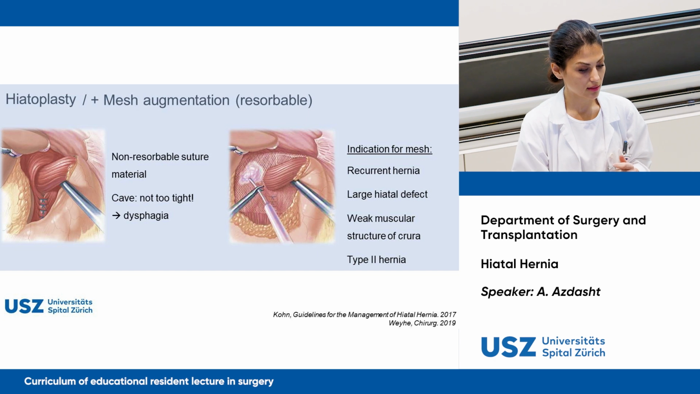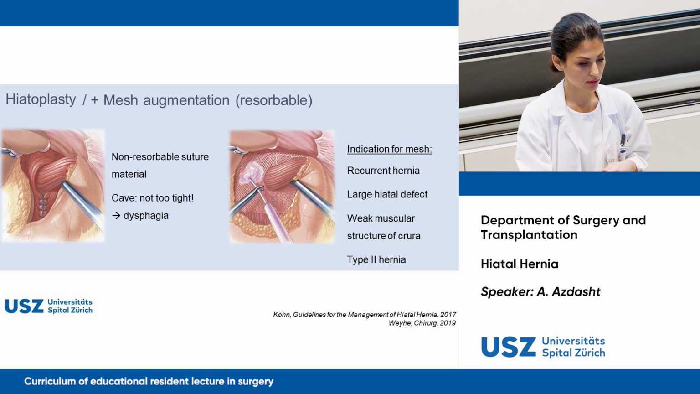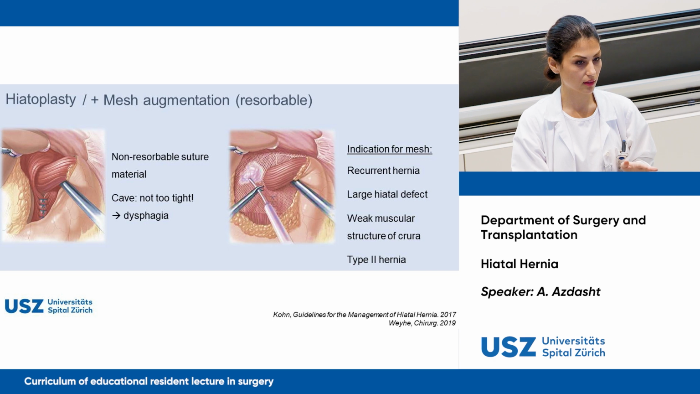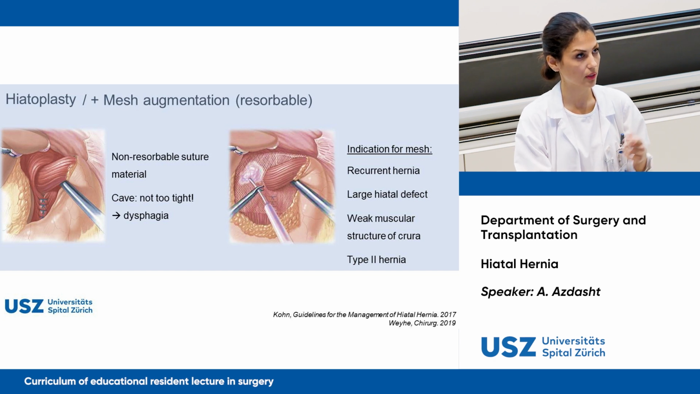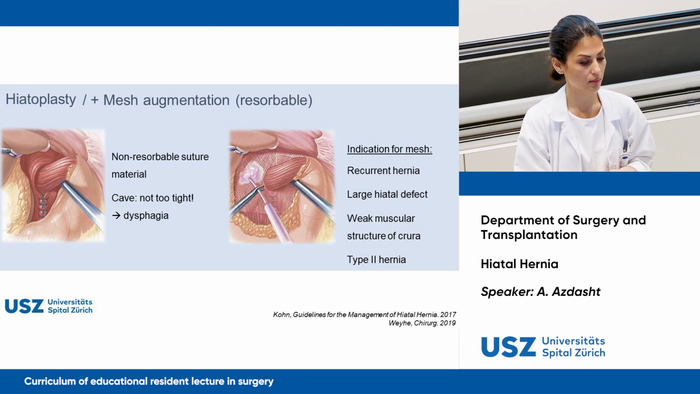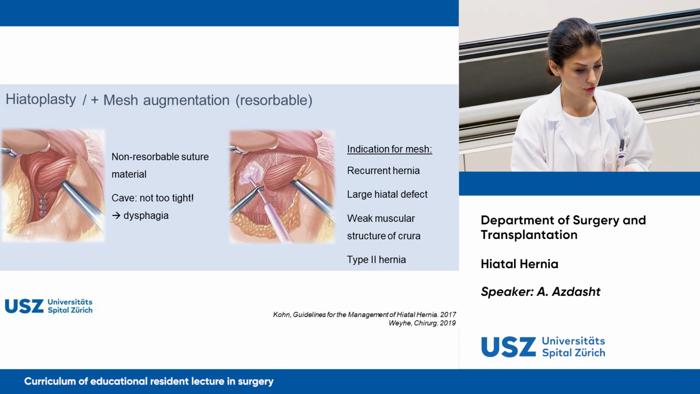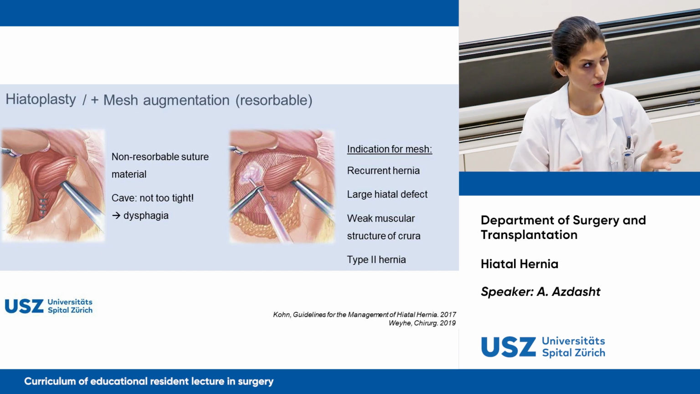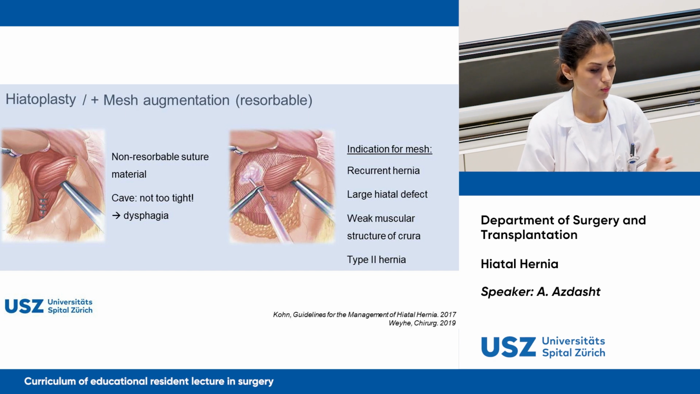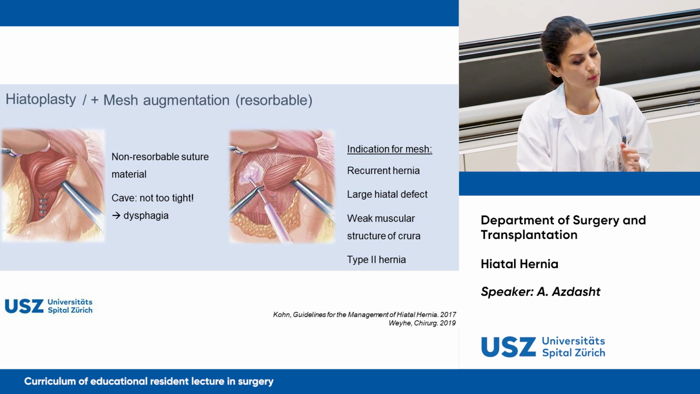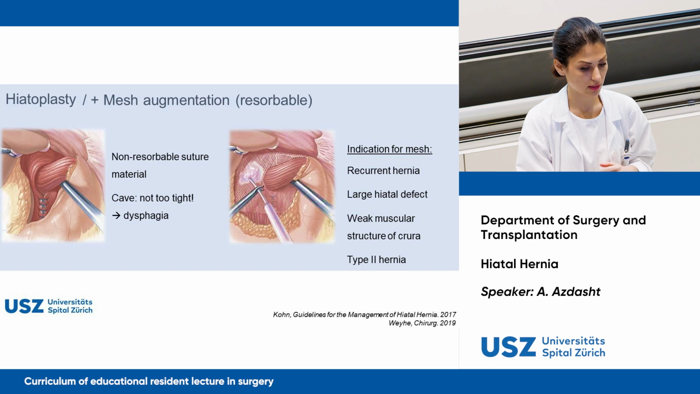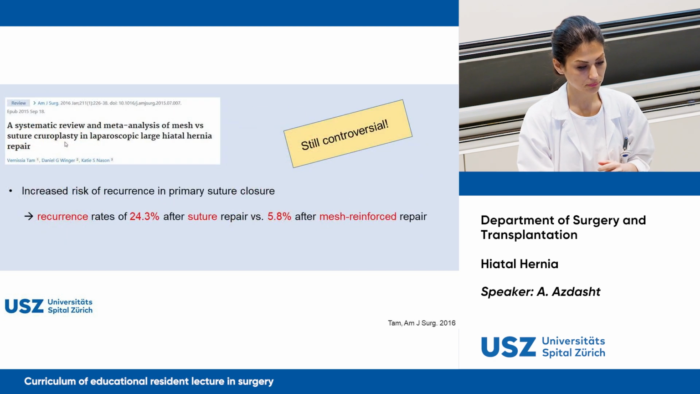And for the hiatoplasty, we use non-resorbable suture material. And here you have to be very careful not to suture it too tightly because it can subsequently cause dysphagia postoperatively. Indications for mesh augmentation, we use resorbable mesh: a recurrent hernia, or if we have a large hiatal defect, this is around more than 5 centimeters, or if we have a weak muscular structure of the crura, or also in type 2 paraesophageal hernias.